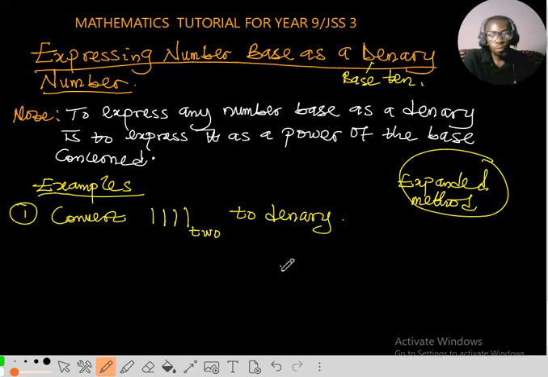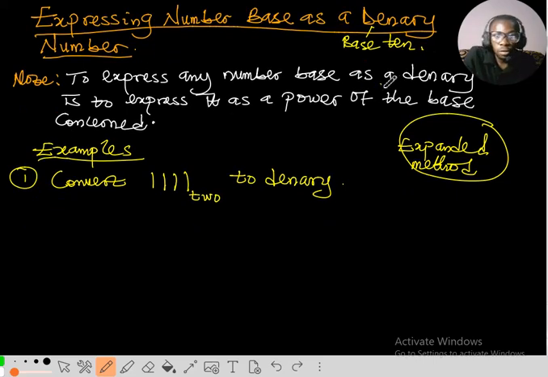To express any number base as a denary is to express it as a power of the base concerned. So start with this first question here. I want to convert this to denary. The number here is 1111 base 2.